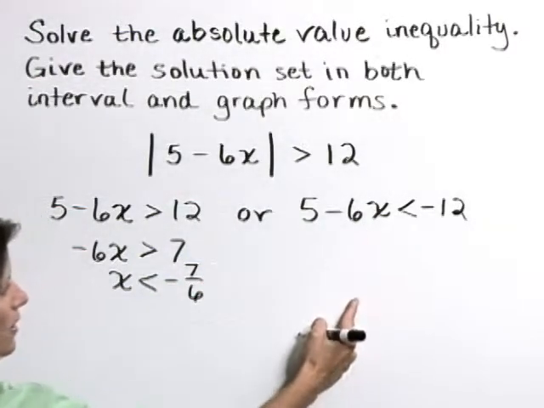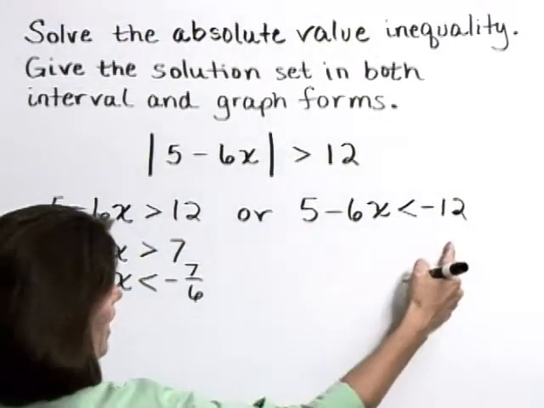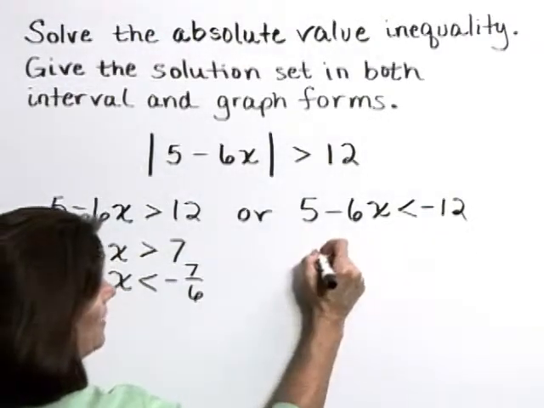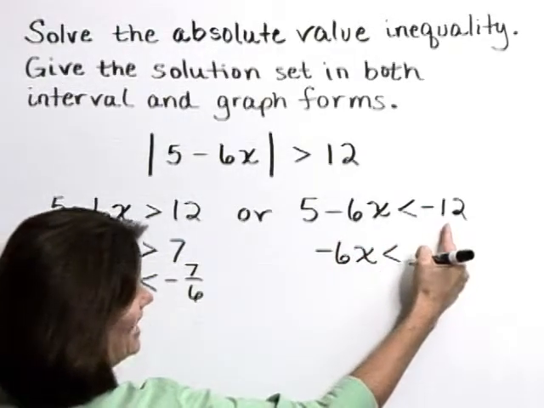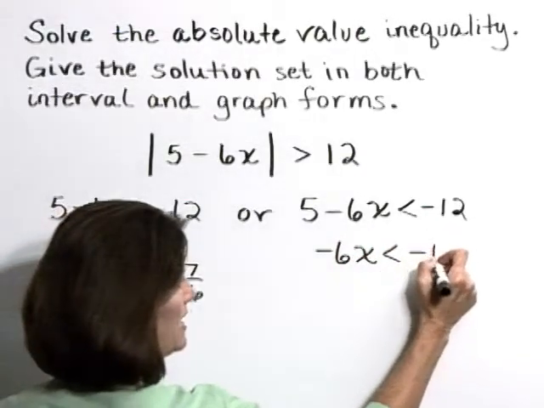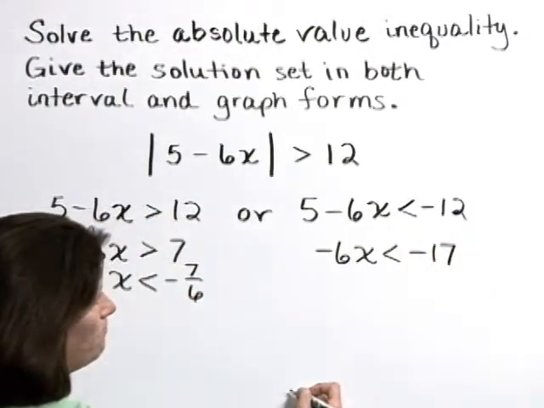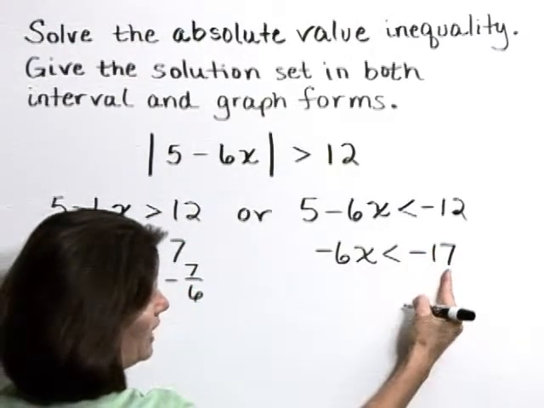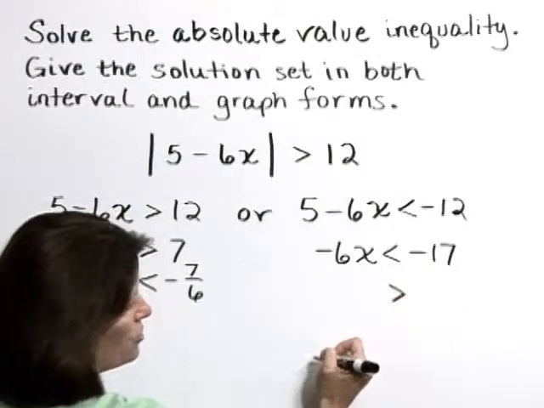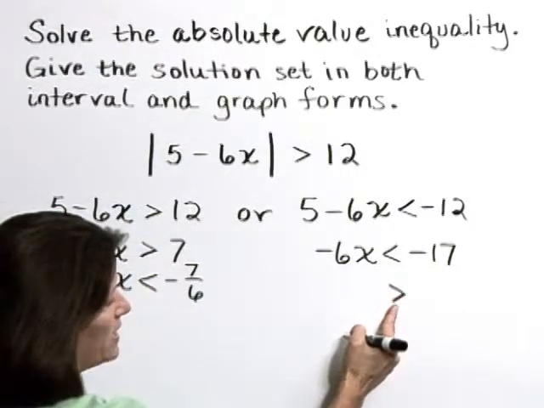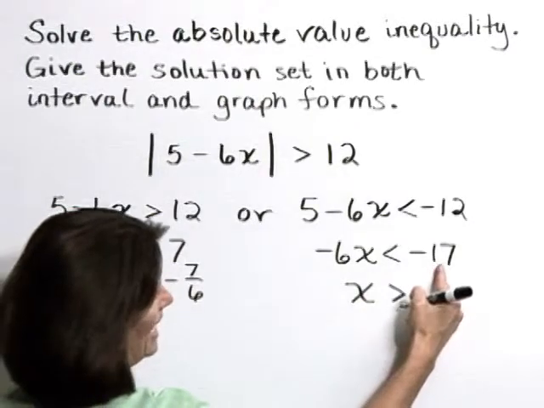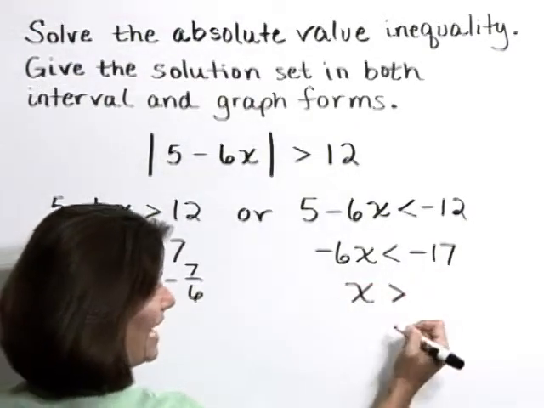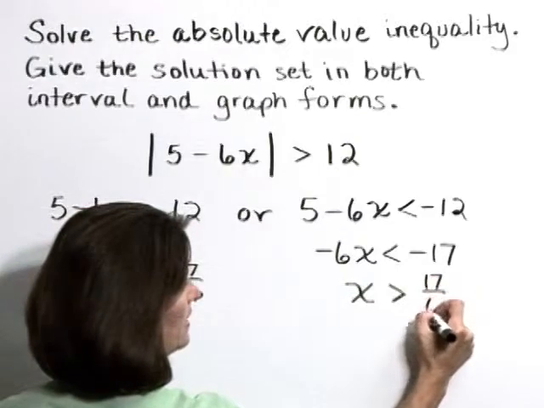Now with our second inequality, let's start here by subtracting 5 from both sides as well, giving negative 6x is less than negative 12 minus 5 is a negative 17. Next, we'll divide both sides by negative 6, which switches the direction of our inequality symbol, leaves x on the left, and negative 17 divided by negative 6 is a 17/6.